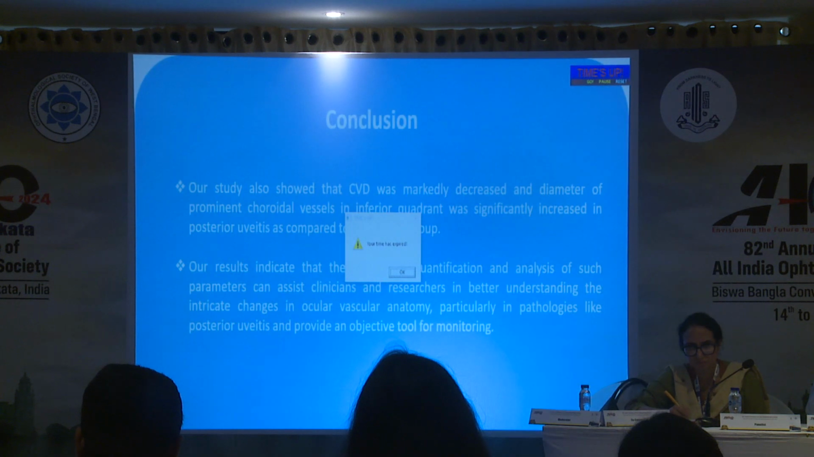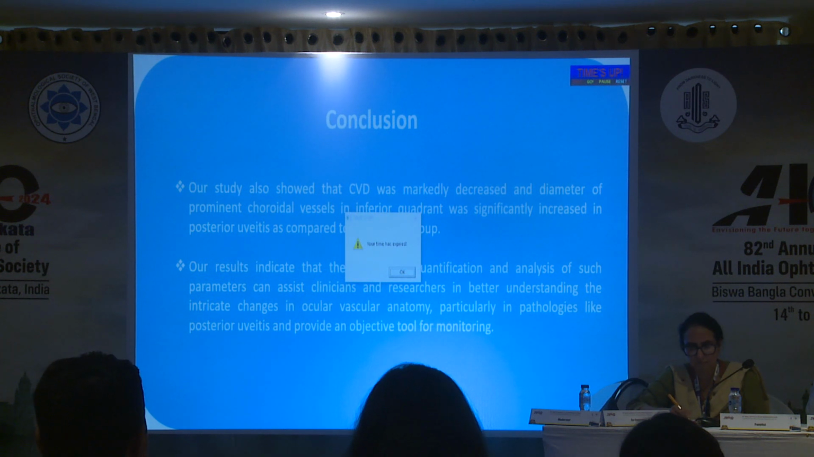So just to conclude, our study showed that the CVD was markedly decreased and the diameter of the prominent choroidal vessels in the inferior quadrant was significantly increased in posterior uveitis as compared to the control group. And this is important because quantification and analysis of such parameters can assist clinicians and researchers in better understanding the intricate changes which happen in the ocular vascular anatomy, particularly in pathologies like posterior uveitis, and provide an objective tool for monitoring response to therapy.